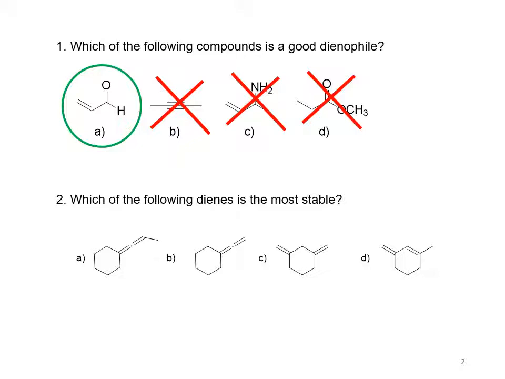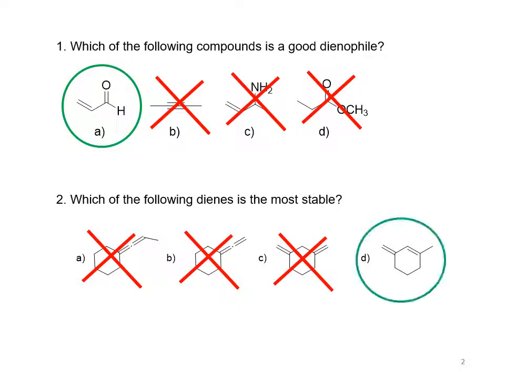Next question, which of the following dienes is the most stable? So you need to classify these dienes because for stability, alkenes are the least stable, isolated dienes intermediate stability, and conjugated dienes the most stable. So compounds A and B are alkenes, and so those have very low stability. C is an isolated diene, and D is conjugated diene. So that's the one that is the most stable.